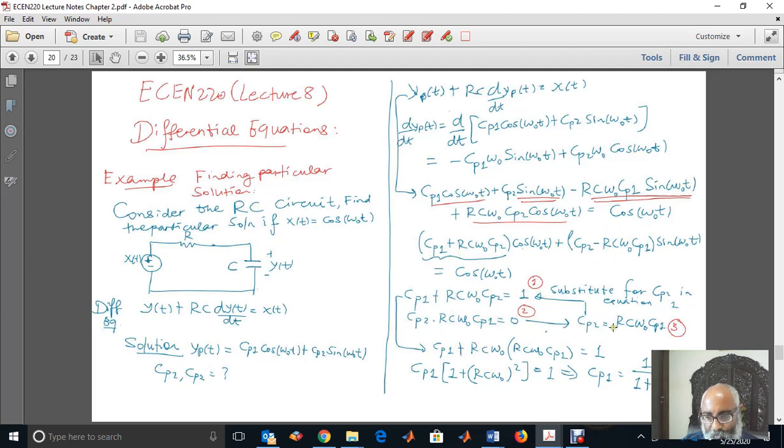From the second, Cp2 is RC omega naught Cp1. Substitute in the first for Cp2. Then we simplify, and after simplifying, we get Cp1, and then we get Cp2. I have two equations with two unknowns, Cp1 and Cp2. RC and omega naught are known from the circuit. So I get Cp1 and Cp2.